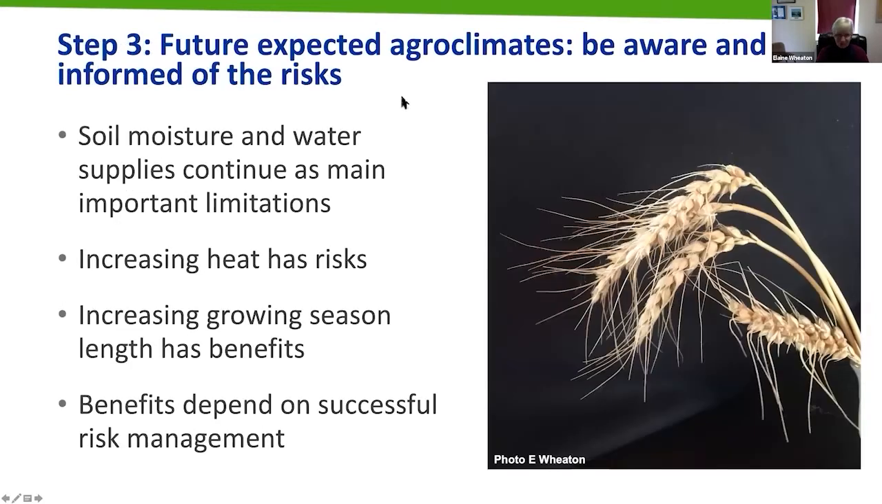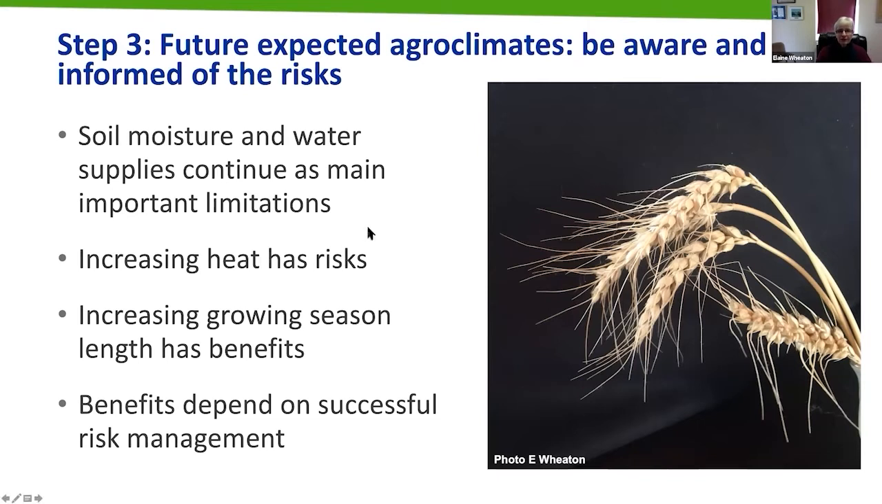So this part 3 now gets us into the future expected climates. Those really help us to be aware and informed of the risks. The previous steps allow us to know the connections, the exposure, the sensitivity of agriculture, a bit about what sort of adaptive solutions might be best.